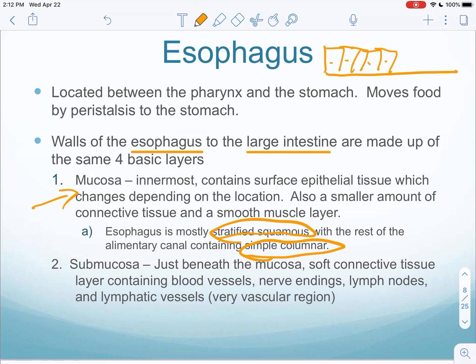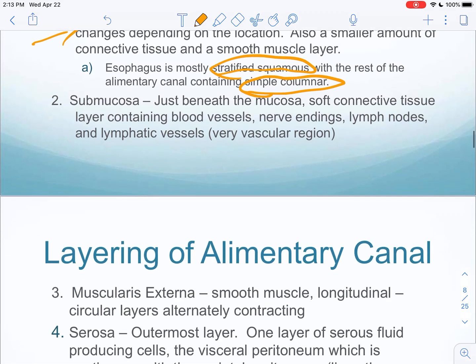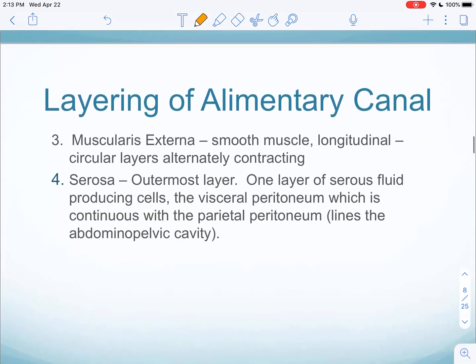Some of them will have cilia, not in the intestines or stomach. You'll see those in the respiratory tract. But here, they are very, very good at absorbing. The next layer down is going to be your submucosa. The submucosa has your blood vessels, nerve endings, lymph nodes, lymphatic vessels. It's a very, very highly vascular tissue layer, and that's going to be just deep to the mucosa.